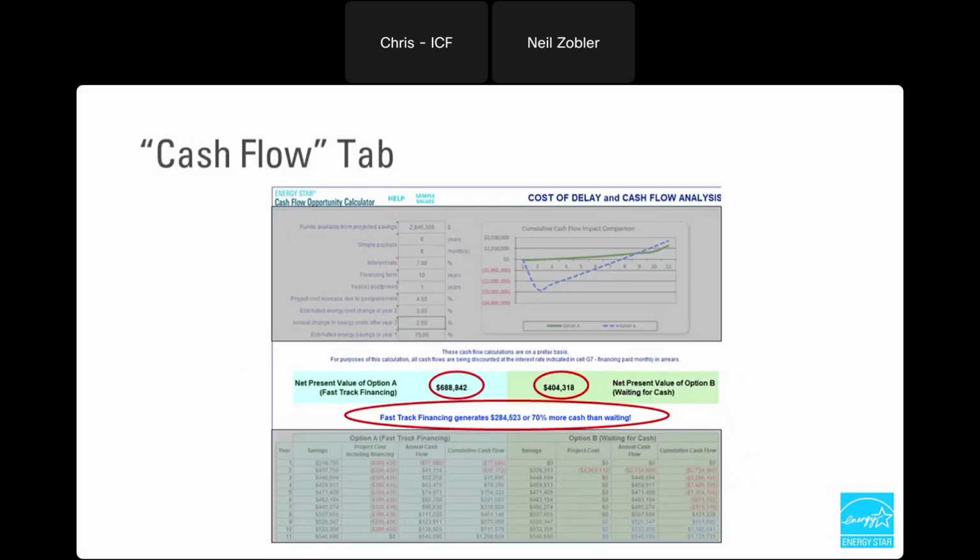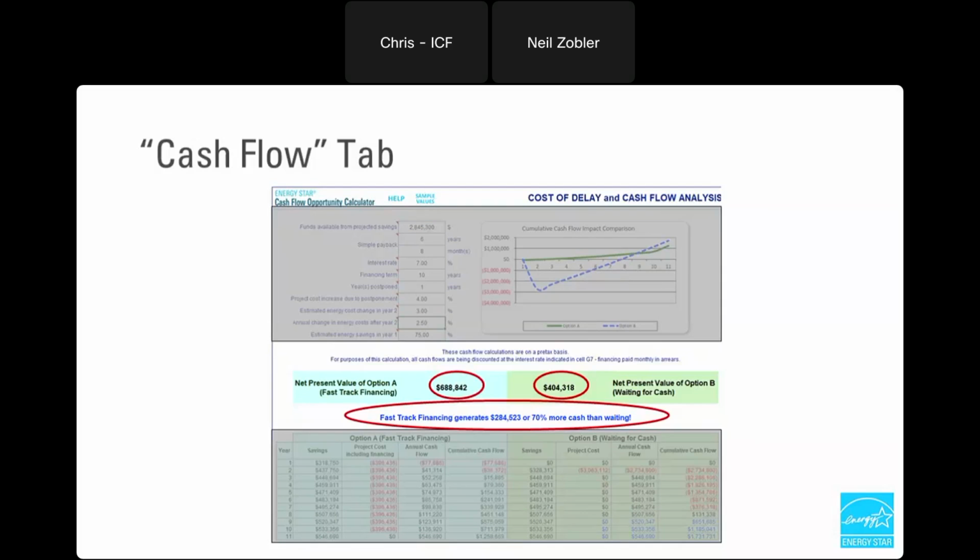And as you can see in this example, the net present value of financing is $688,000 compared to, let's wait and pay no interest rate. Let's do it again next year, $400,000 NPV. So if I were to ask your financial person, what's a better deal? I think the answer is clear here. You're better off financing it, paying interest, than delaying the installation.